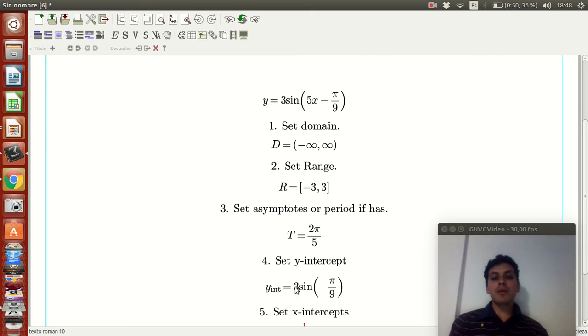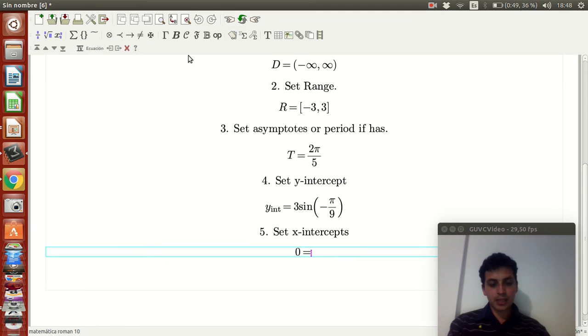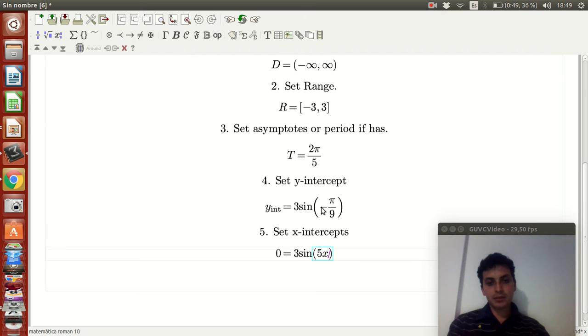Set the y-intercept, x equals 0. You just need to determine 3 times sine of negative pi/9. We'll see in a moment how much that number is. And set the x-intercepts just by using 0 equals 3 sine of (5x minus pi/9). Okay, setting the equation equal to 0: 3 sine of (5x minus pi/9). Here is pi/9.